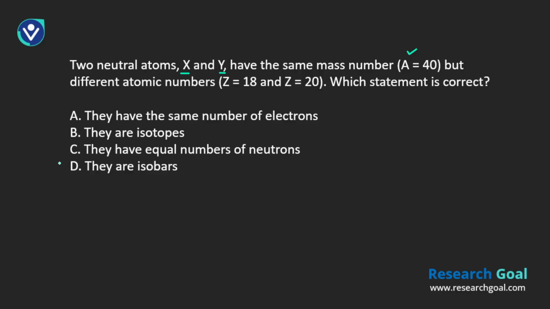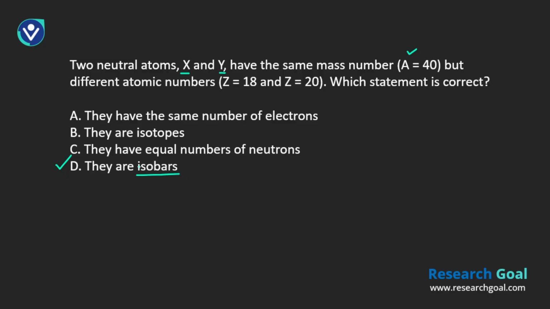So I'm going to give you some time, and please select your option, and then I'll give you the answer. After that, we'll discuss this. All right, so the correct option is option D, they are isobars. To answer this, you need a good understanding of atomic numbers, mass number, isotopes and isobars. And why it is correct, we'll understand that.